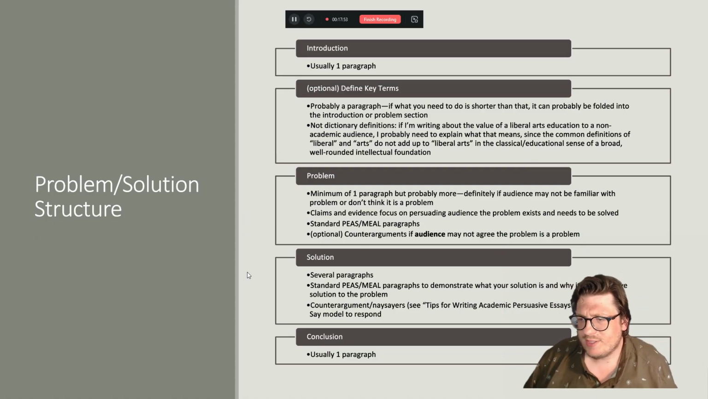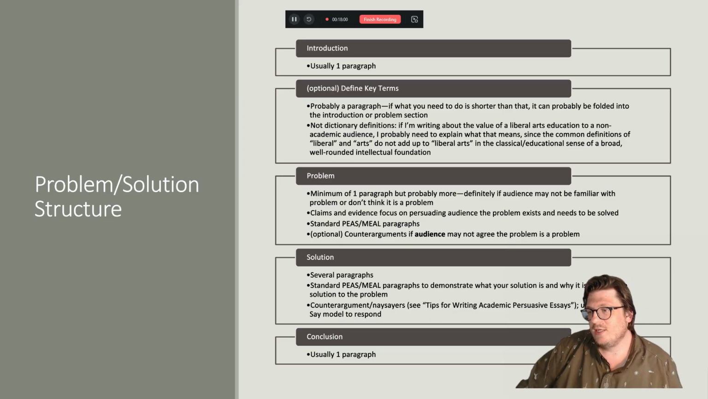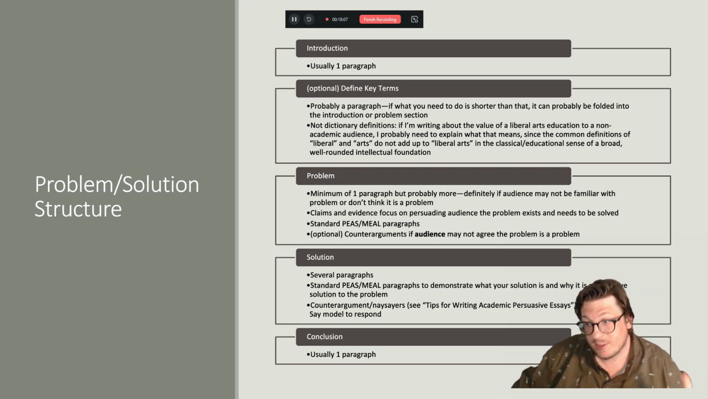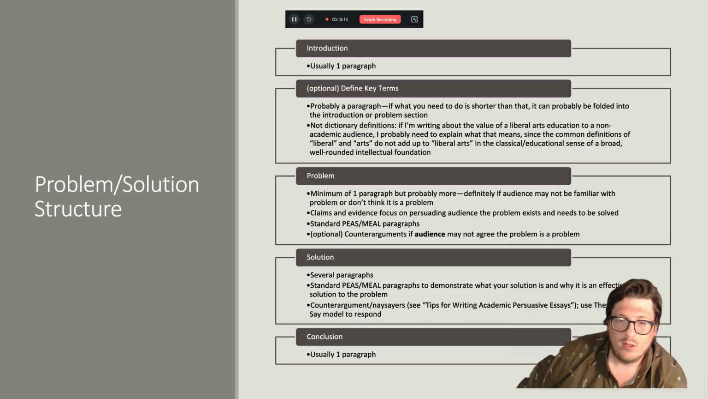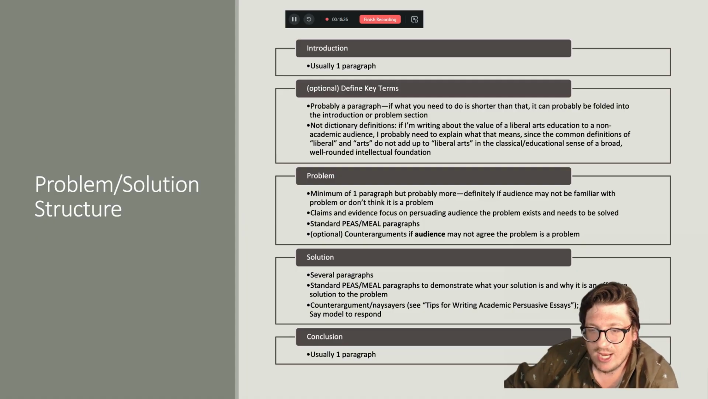Then you'll spend some paragraphs talking about the solution. The number of paragraphs that you need will vary by your subject, and how many you need in order to explain your solution, and to show why your solution is going to be effective, or why we should choose your solution. Again, you'll use the standard PEAS or MEAL paragraphs to demonstrate what your solution is and why it's an effective solution to the problem.